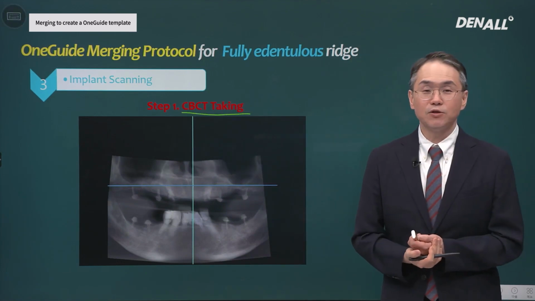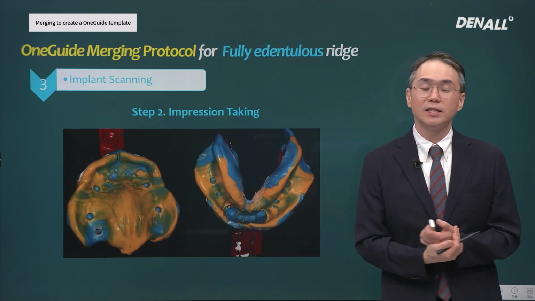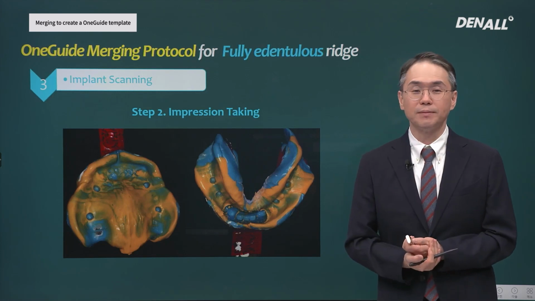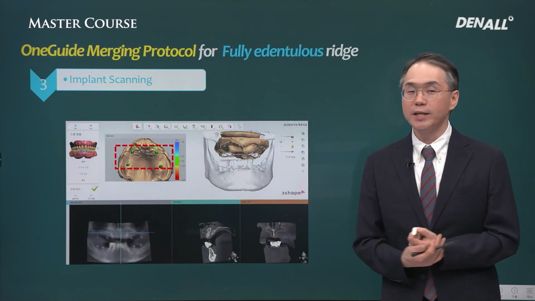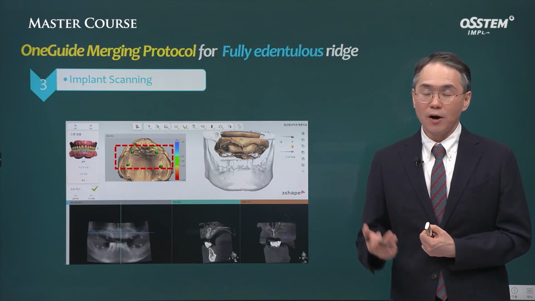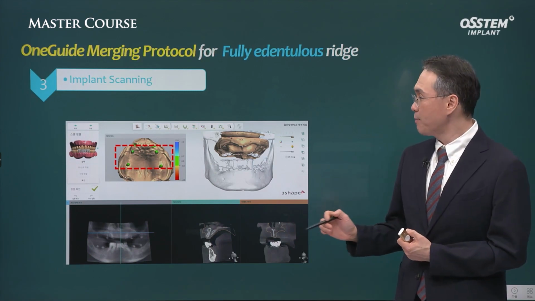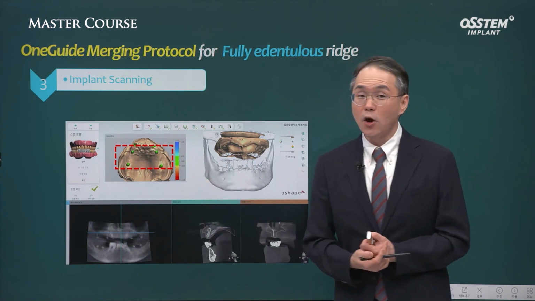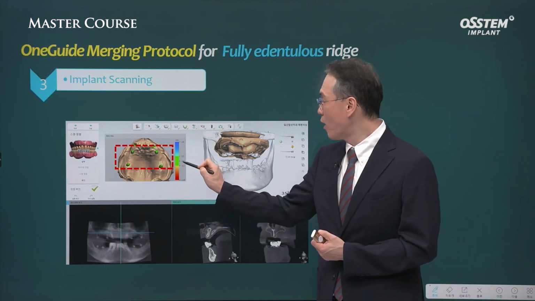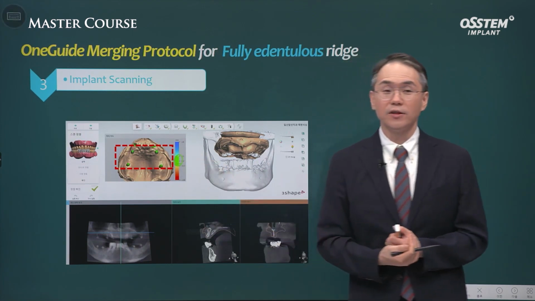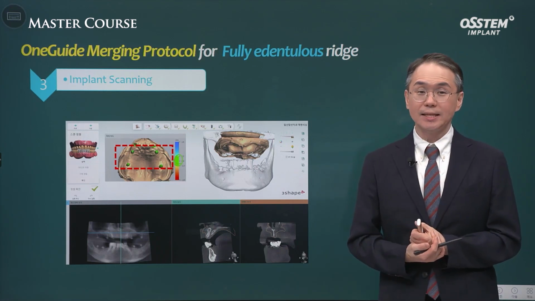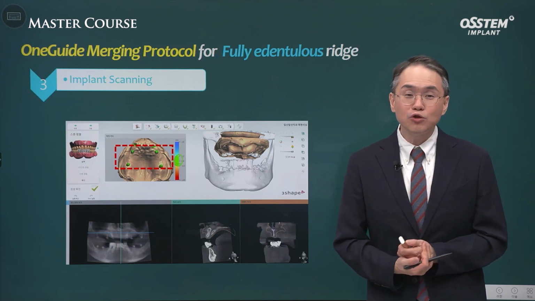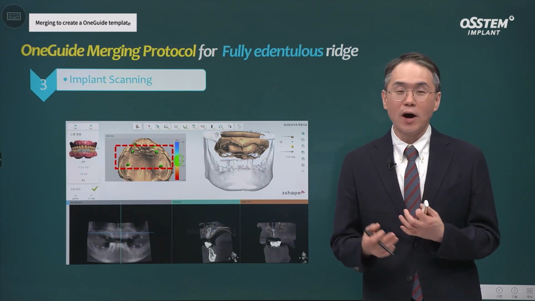CT needs to be taken first, and then impression needs to be performed. If you merge it, the quality of it is excellent. If you look at the first part of the surgical report from the OneGuide team, you can see the level of quality of merging. What is marked in green is that the distortion rate is less than 50 micrometers, so merging is excellent.